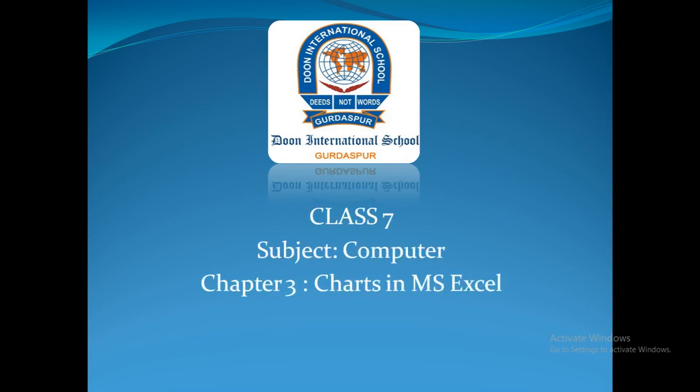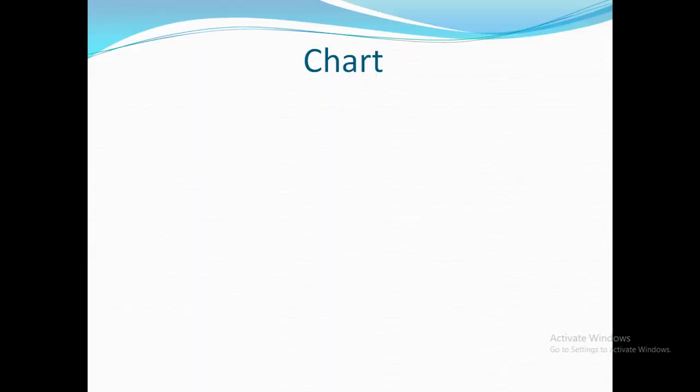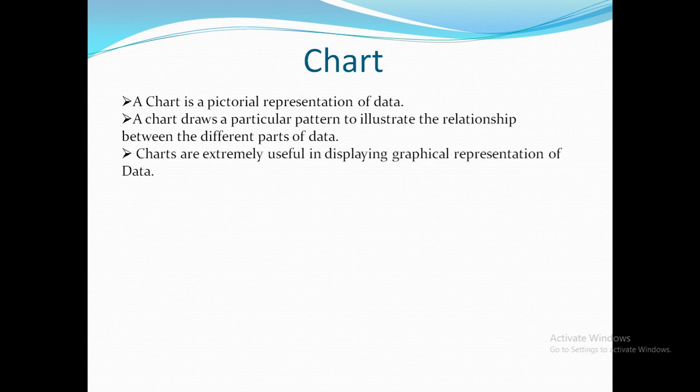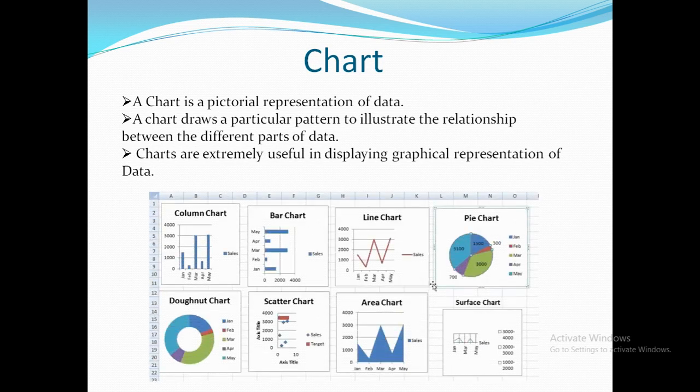So today we are going to start with Periodic 2, Chapter 3: Charts in MS Excel. First, let us look at what we mean by a chart. A chart is a pictorial representation of data. A chart draws a particular pattern to illustrate the relation between the different parts of data. Charts are extremely useful in displaying a graphical representation of data. Therefore, a chart in Excel is linked to data in the file. In MS Excel, we can see various types of charts.